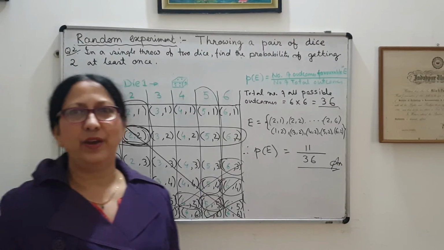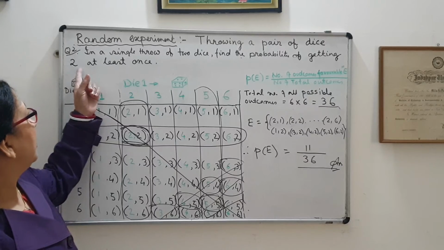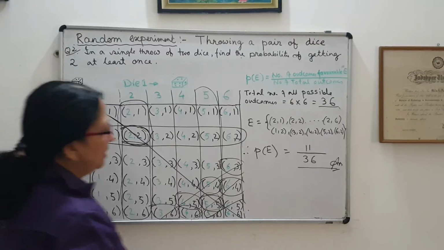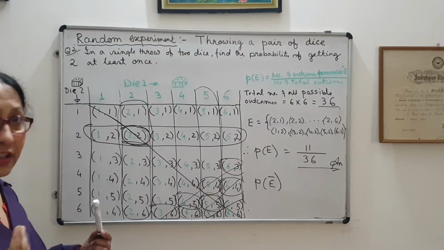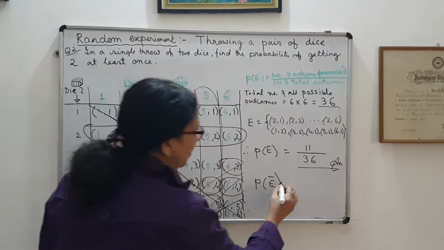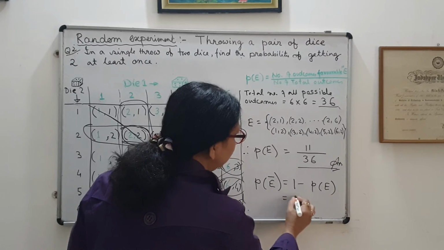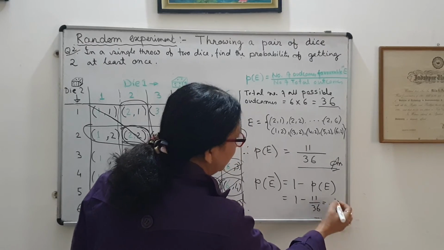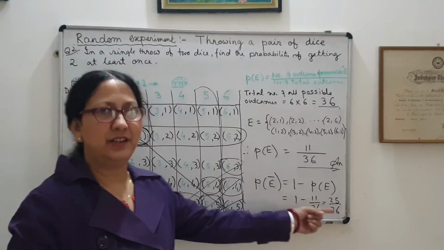Now there may be a question where you have to find the probability that this number will not come up. Then what you have to do? The simple thing is the complementary event, because it will not come up. It will come at least once, so not coming up means the complement of that event. So in that case it will be 1 minus P(E). 36 minus 11, so it will be 25. In this way we can find out very easily.